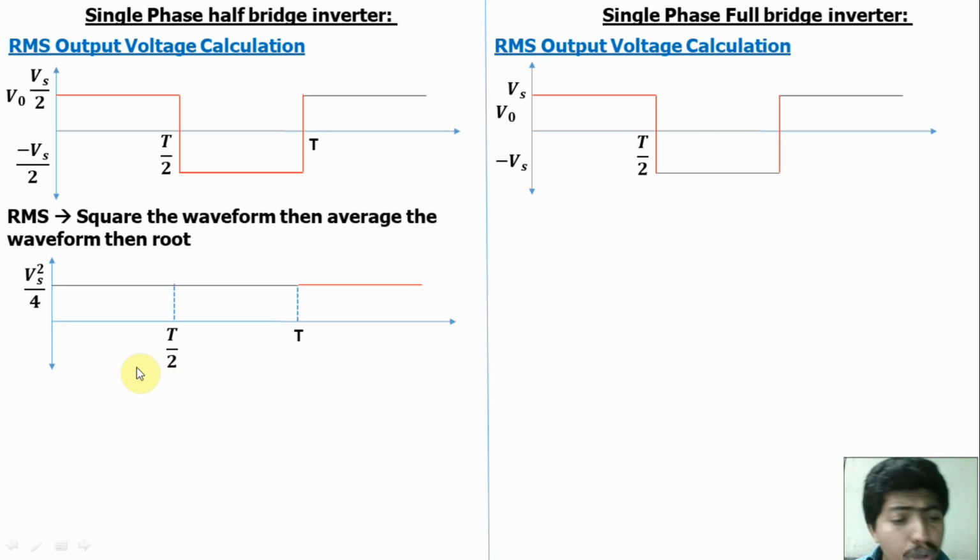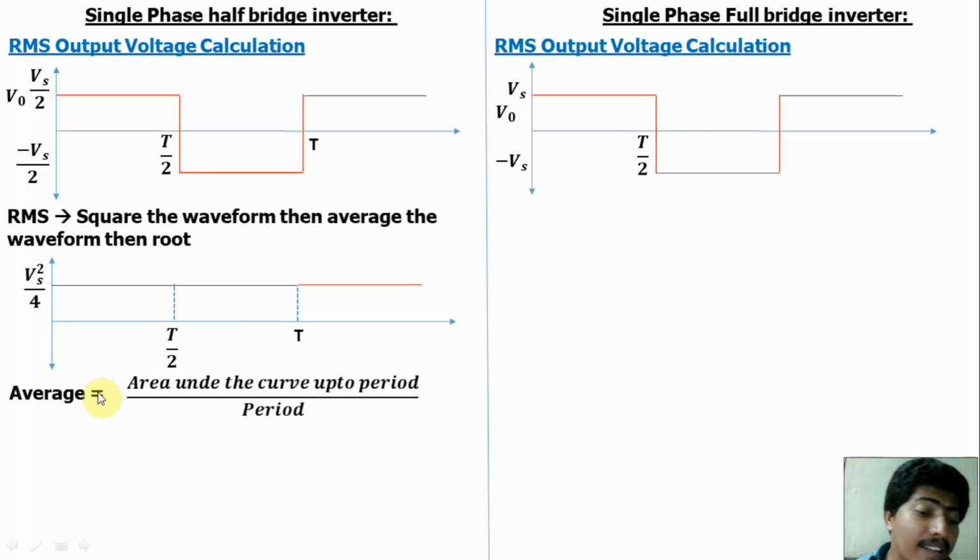We know how to find the average for the waveform. The basic formula is average is equal to area under the curve by period. Here period means T, so we have to find the area up to the T period. This is a rectangular waveform. The area of a rectangular waveform is length times width. Length means T, width means Vs square by 4. So the area under the curve is Vs square by 4 times T.